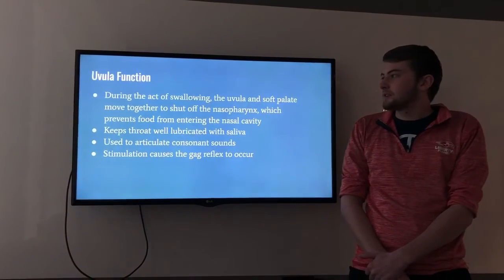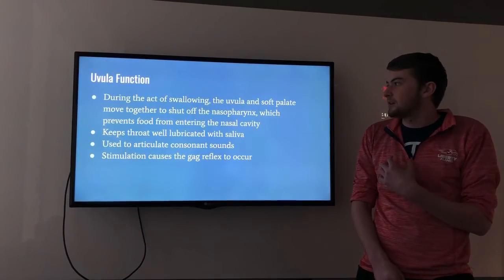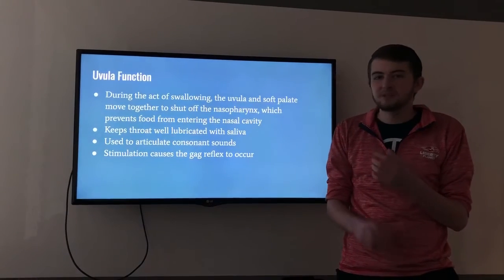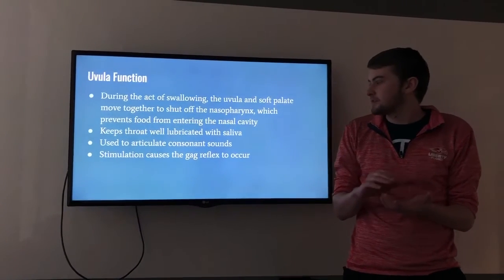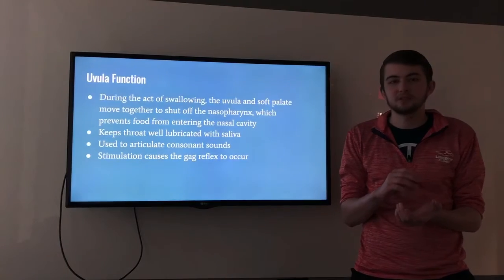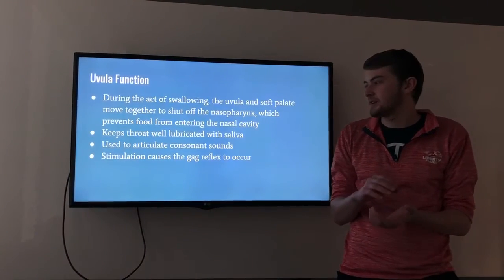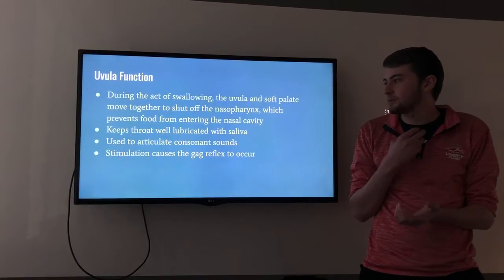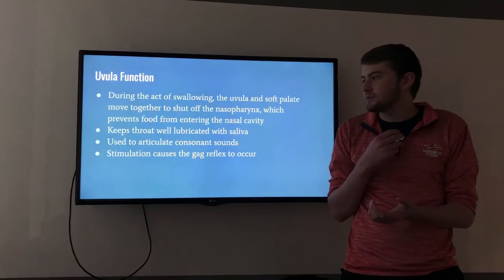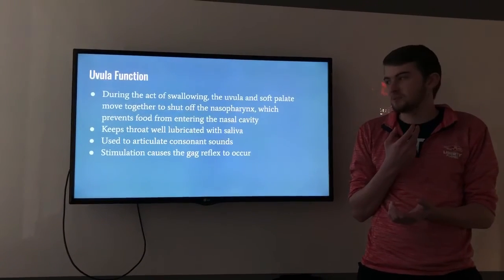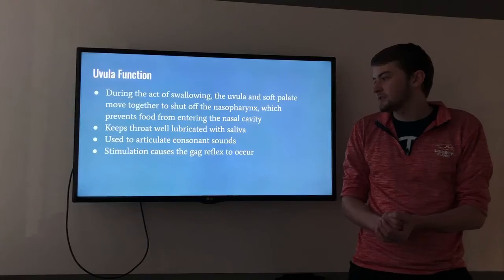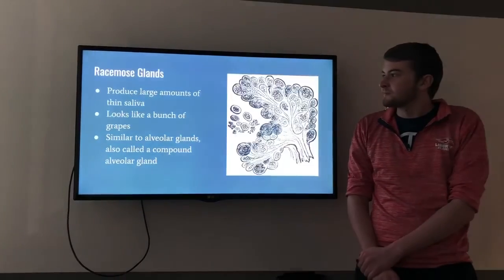The function of the uvula is that when you're swallowing, the uvula and the soft palate come together to shut off the nasopharynx, which prevents food from going into the nasal cavity. It keeps the throat lubricated with saliva. It's used to articulate consonant sounds when you speak, and its stimulation causes gag reflexes to occur.